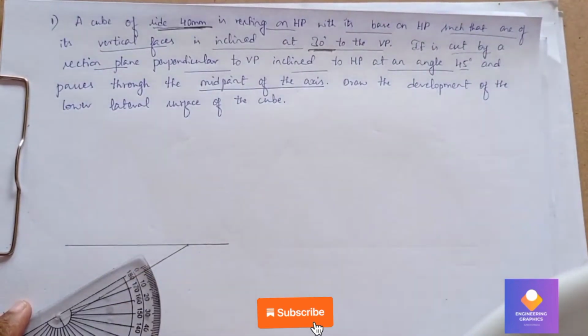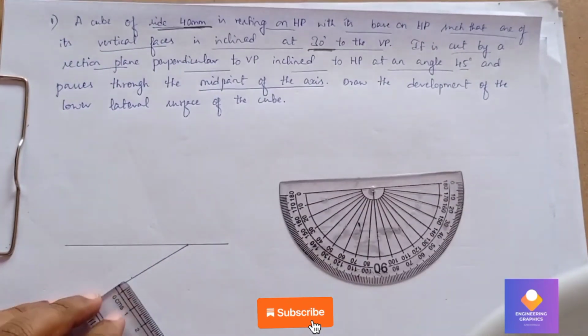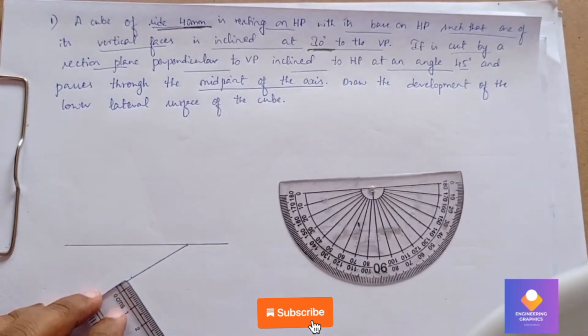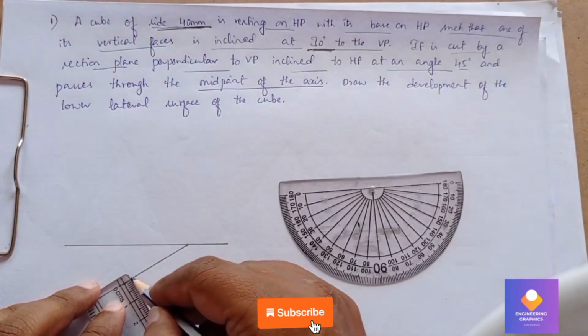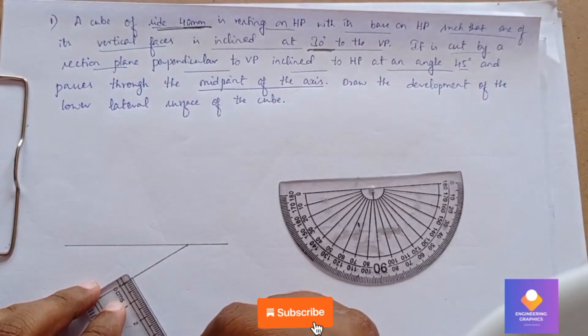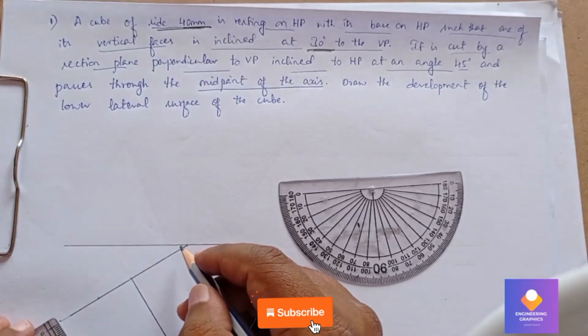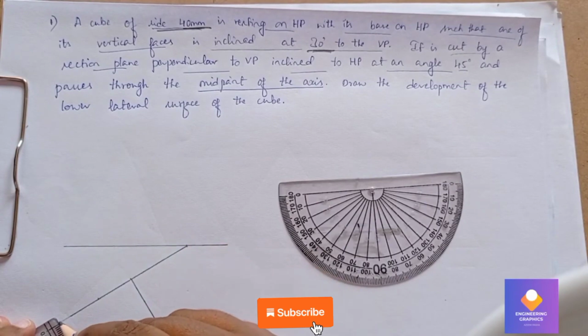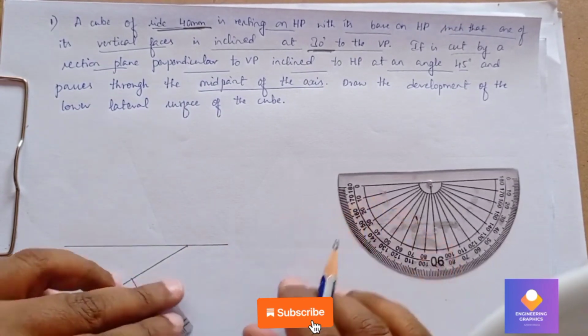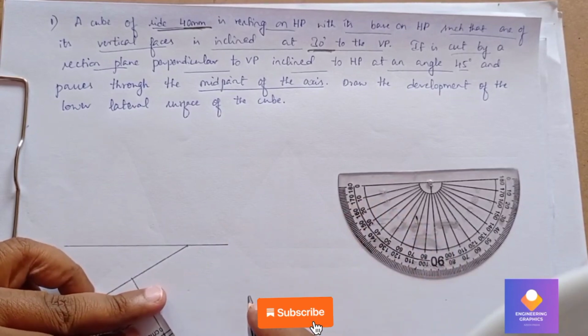After marking 90 degree, draw a line of length 40 mm passing through this 90 degree point. So vertical line you have to draw. Just draw a line of length 40 mm. Here also, you can draw a line of length 40 mm. Now we can join to complete the sketch.